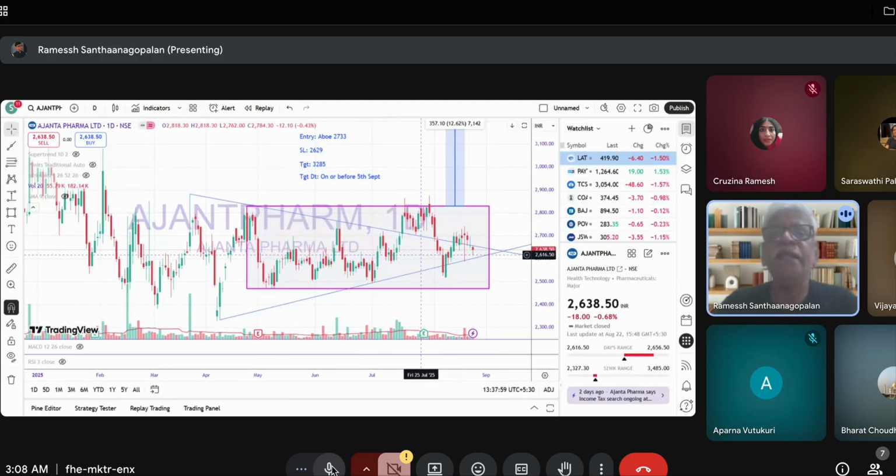But whether it is a triangle or rectangle or cup and handle or double bottom, triple bottom, in all these things, strictly you need to follow the stop loss. If you don't follow the stop loss in any trade, you will be making losses only. You will not be able to make money at all if you don't follow the stop loss.